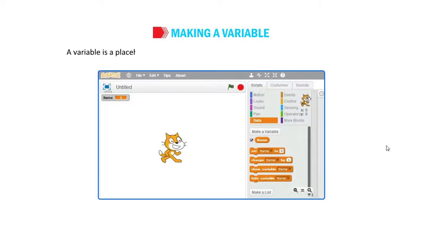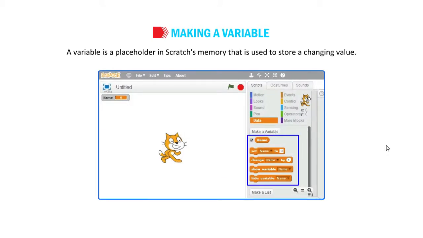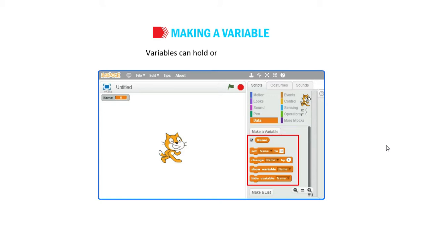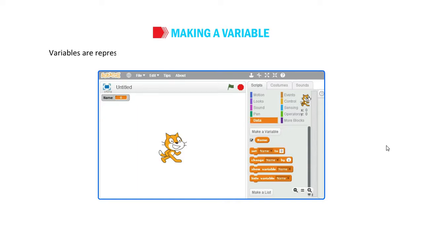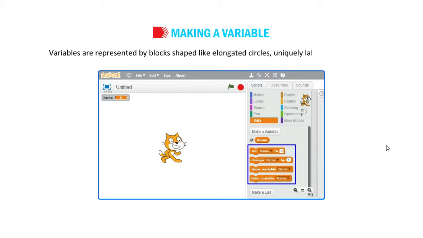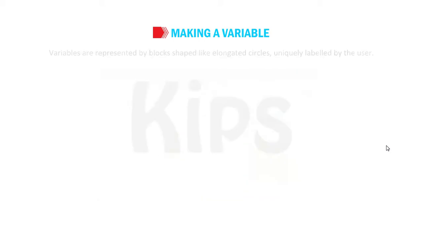A variable is a placeholder in Scratch memory that is used to store a changing value. Variables can hold one value at a time. These values can be either numbers or strings, that is, text. In Scratch, the Data block is used to create variables in a project. Variables are represented by block shapes like elongated circles, uniquely labeled by the user.